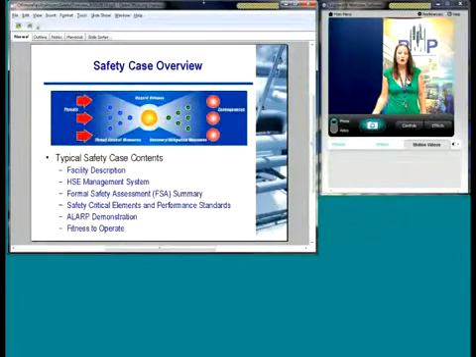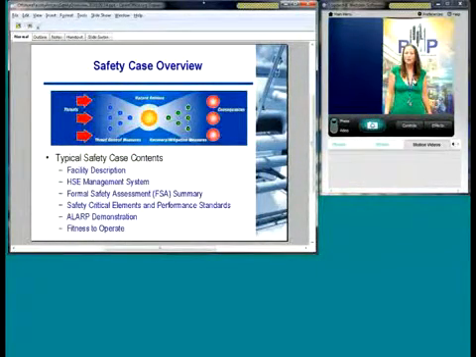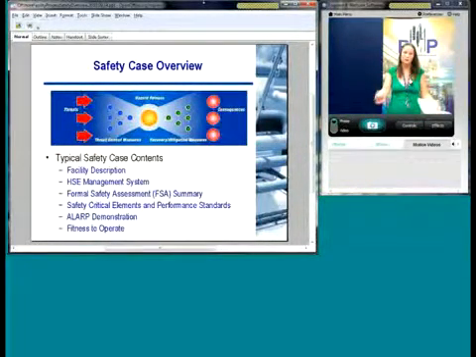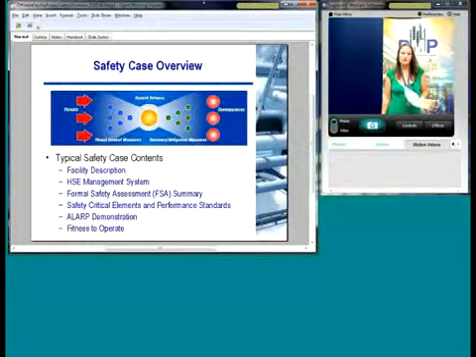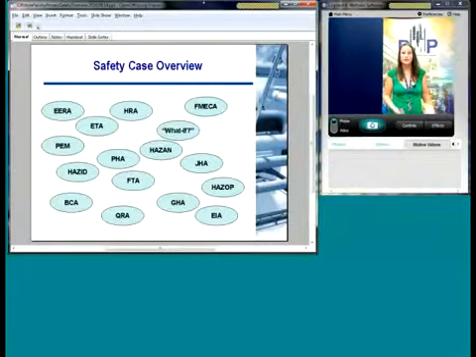This diagram is also in the industry called a bow tie. This is basically typical safety case content. So, of course, you have facility description, you have your management system, what management system you have in place to implement safety, and then you have your formal safety assessment, safety critical elements and performance standards, as low as reasonably practical demonstration, and your fitness to operate. And these are all just the tools that you will use to make your safety case.